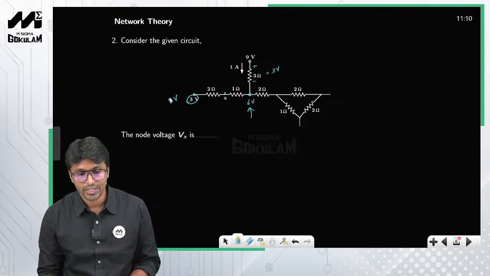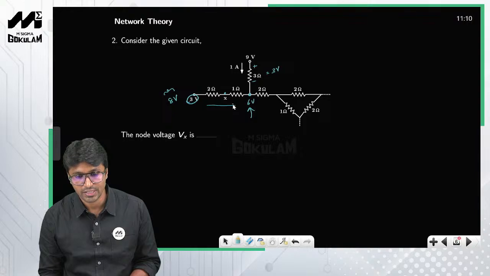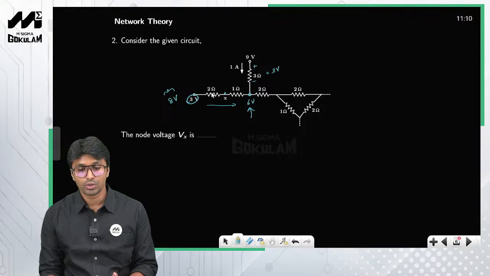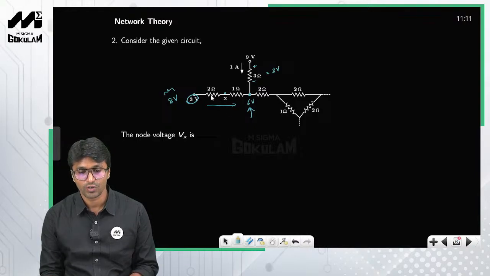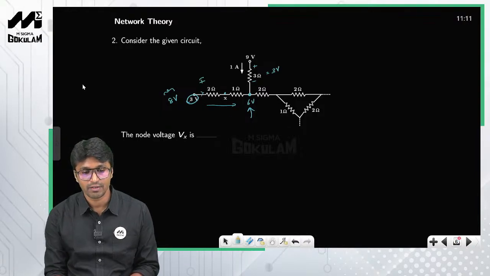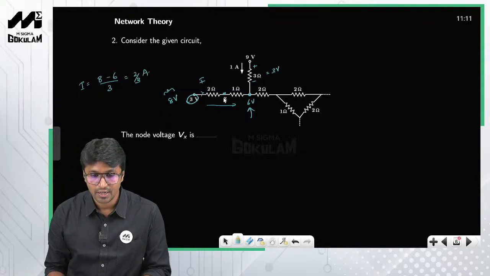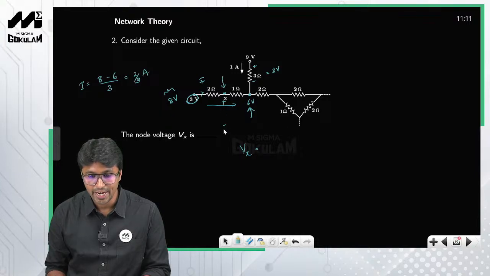So look at this one, this node is at higher potential when compared to 6, at 8 volts, right? So obviously the current will flow in this direction. Tell me, what will be the current flowing through this particular branch? You have a 2 ohm resistor and a 1 ohm resistor connected in series. If I call this current I, what will be the value of current I? I will be equal to 8 minus 6 by 2 plus 1, which is 3, so this is nothing but 2 by 3 amperes, right? So you can clearly see what the voltage at node X will be. Voltage at node X will be equal to this voltage, which is the voltage at node X with respect to ground.